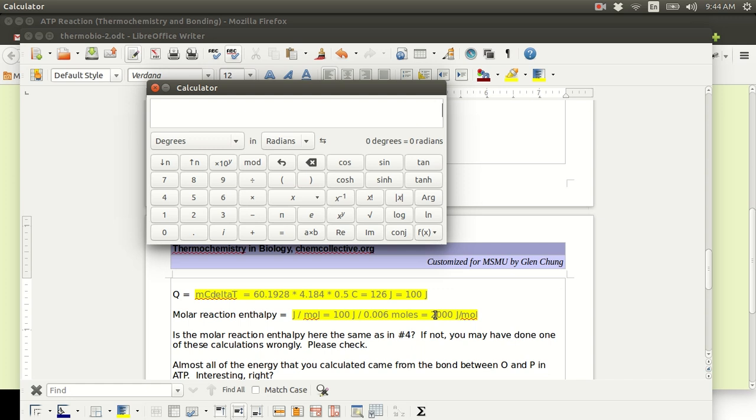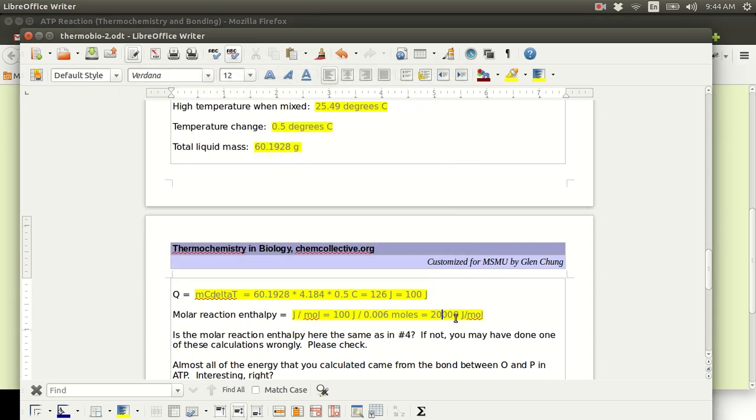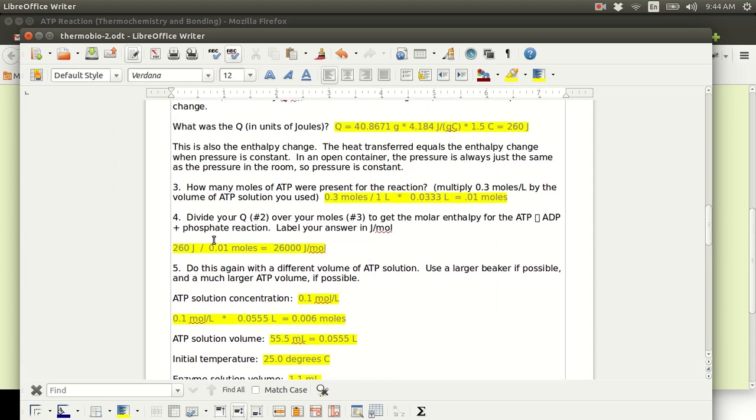And 100 divided by 0.006 is 16,666, which, if I round to one significant figure, is 20,000. 20,000 joules per mole. Oh, and this number, if I round this to one significant figure, this 2 is going to be a 3. So this is going to be 30,000 joules per mole. Okay, so 20,000 and 30,000.